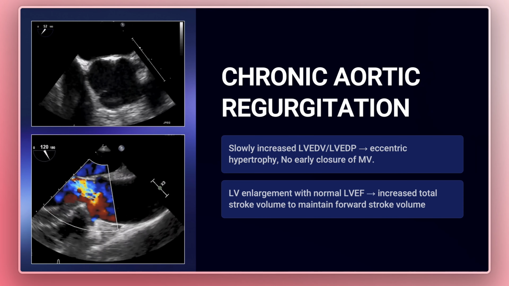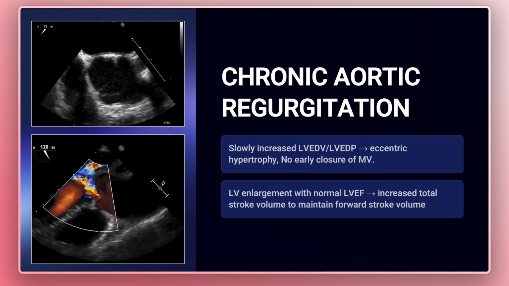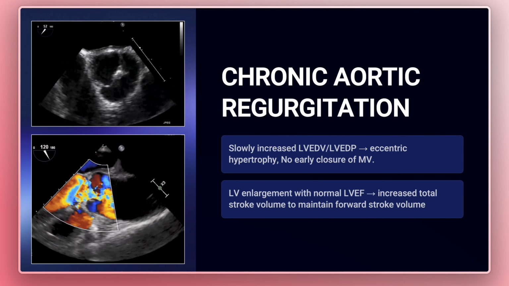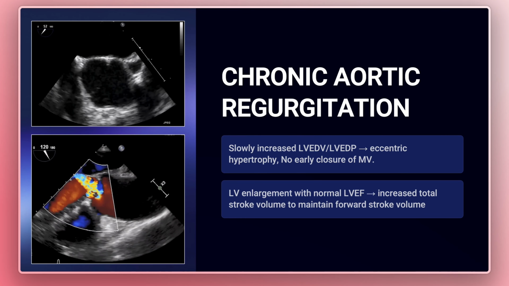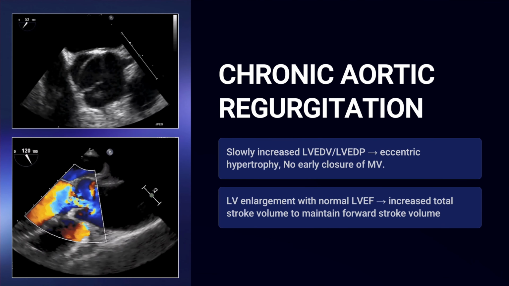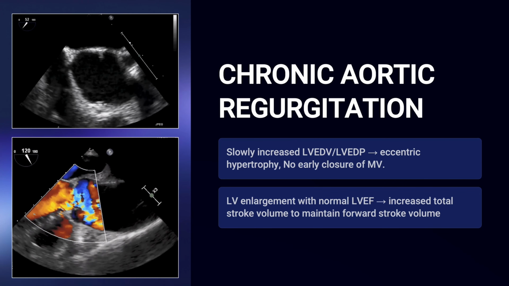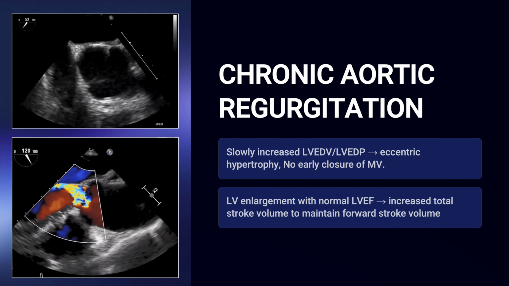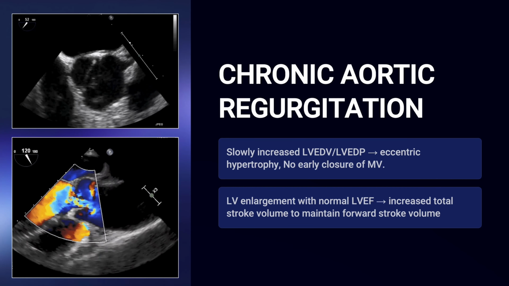So the left ventricle undergoes eccentric hypertrophy where it dilates to accommodate this increased volume and pressure overload. There's also no early closure of the mitral valve. This LV enlargement with normal EF leads to an increased total stroke volume to maintain forward cardiac output.